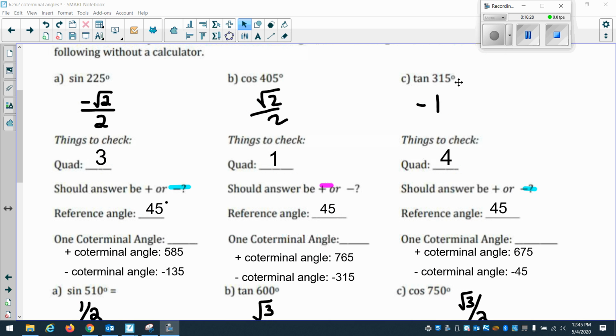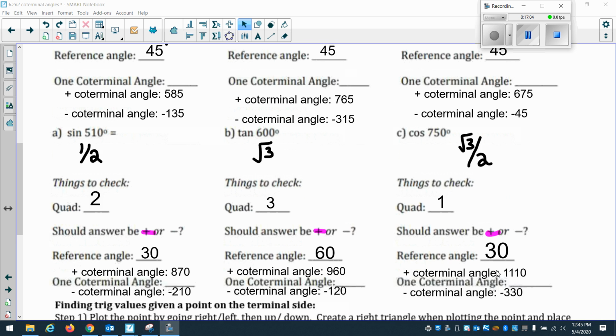Tangent of 315 is in the fourth quadrant. That's also on the unit circle. And it's going to be negative because your y is negative, so negative over positive makes it a negative. The reference angle is 45, and it ends up being -1, the tangent of 315, because you have negative root 2 over 2 over positive root 2 over 2. The same number over itself, and because it's negative, gives you -1. So I listed for you a positive coterminal angle and a negative coterminal angle. Then the last 3 are below.